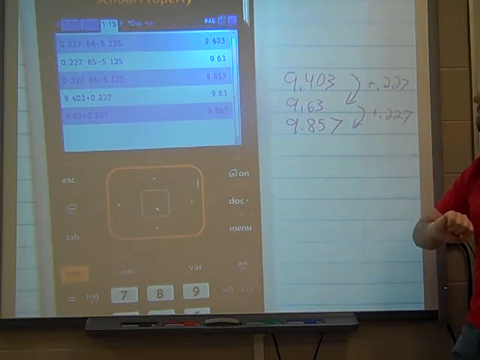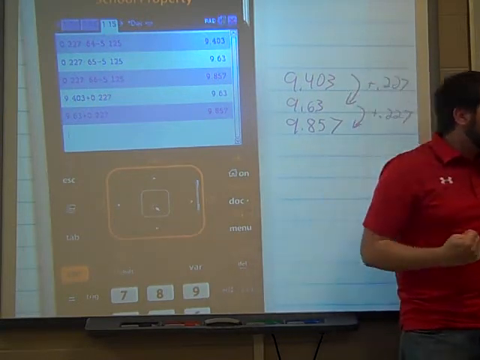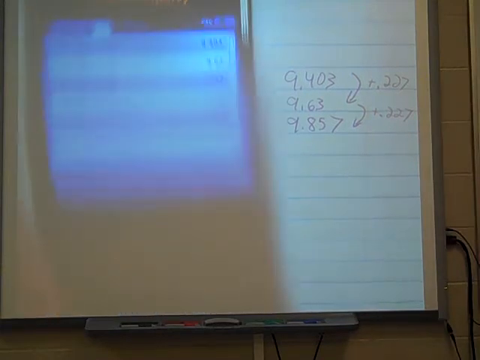So that's what slope tells us. That's the whole point of these equations. That's how we interpret those.